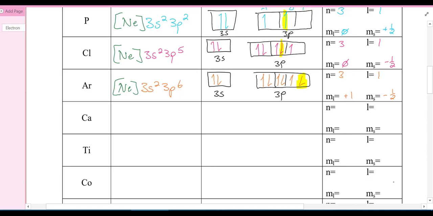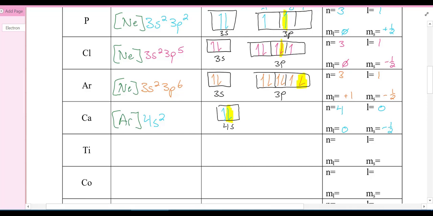Calcium. Now calcium is in the fourth period, so we can use argon as my core. And that goes then to 4s2. So in 4s here, we have 2 electrons, up, down. We're going to use this last one here. So what is N? N is 4. S orbital, L is 0. M sub L is 0. MS, we're down, so we're minus 1/2.